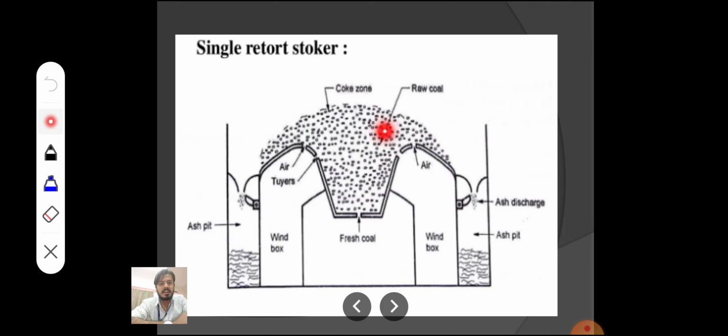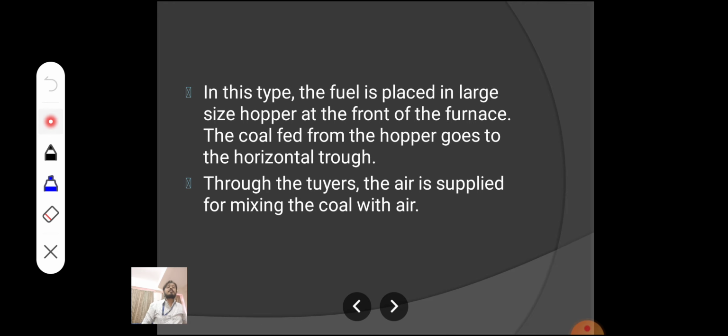Second, this is the fuel bed here. This is the ash discharge, which happens from both sides. From the tuyeres, air will be passed here. So this is the generalized arrangement of single retort system. Now in this type the fuel, that is coal, is placed in a large size hopper at the front of the furnace. The coal fed from the hopper goes to the horizontal trough. Through the tuyeres air is supplied for mixing the coal with air.